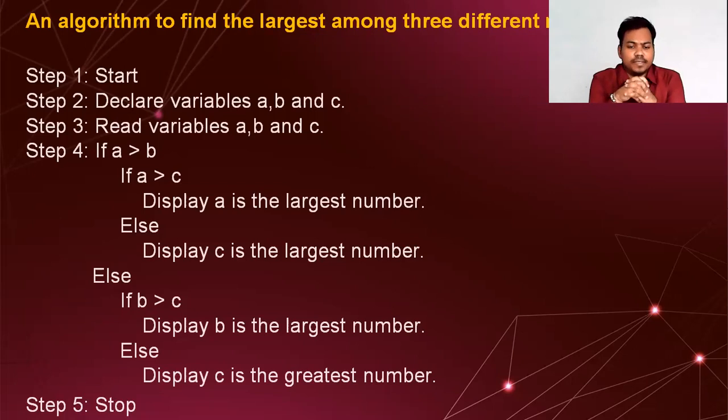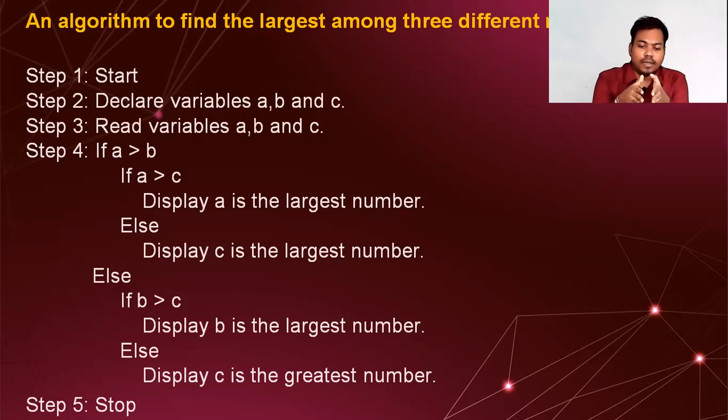So if A is greater than B, and inside that we will write if A is greater than C also, display A is the largest number, right? If A is greater than B and A is greater than C also, then obviously A is the largest number. Else, inside that, display C is the largest number. If A is greater than B, inside that we write if A is greater than C, display A is the largest number, else display C is the largest number, right?